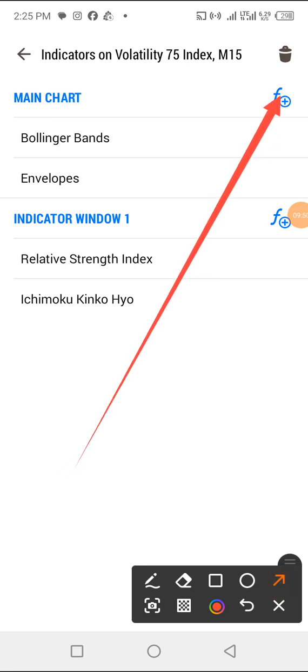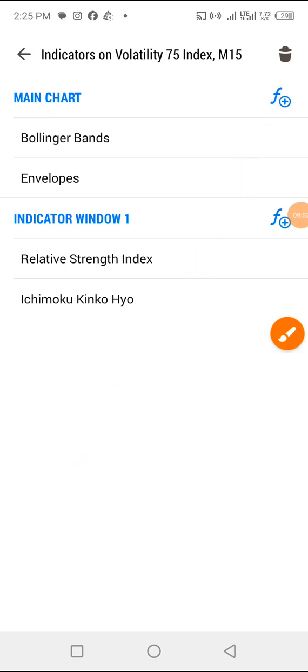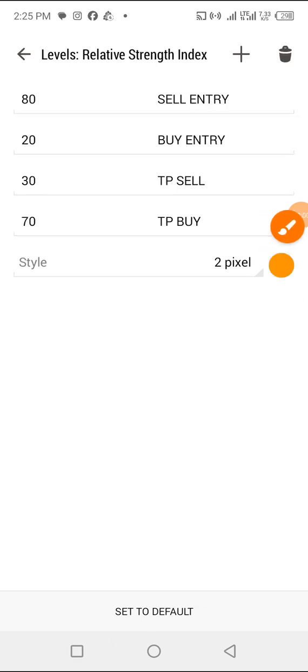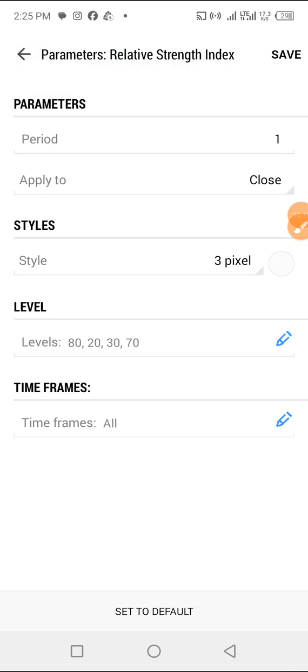You go to your relative strength index. Immediately you do the settings for the relative strength index, it's going to fall on window 1, period 1, then it has levels. Make sure you're using background color because we don't need the RSI line. All we need is the levels. So here are the levels. Make sure you also screenshot it. Then when you are done, you click on save.